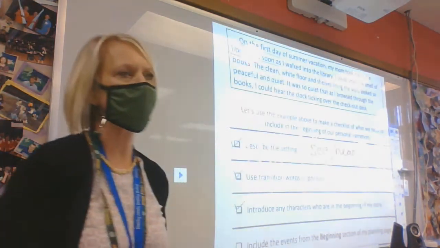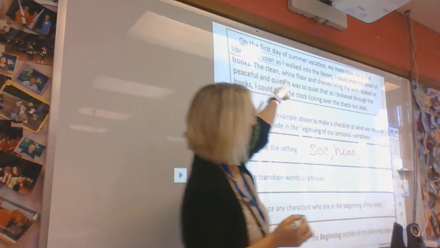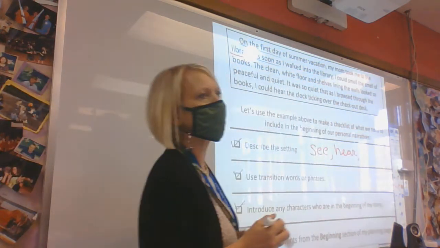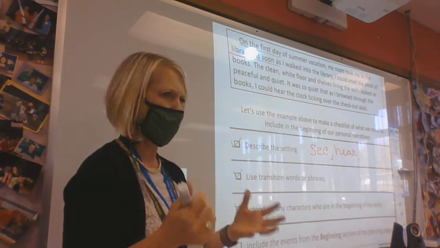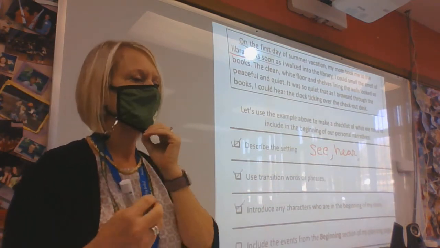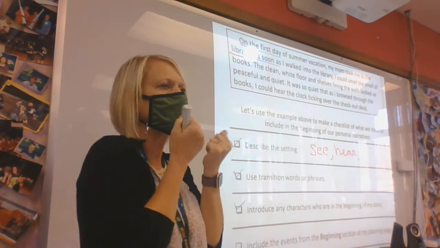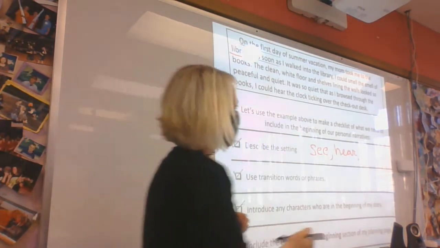She also describes the smell. I can smell the smell of the books. And books do have a particular smell. Old books smell musty. New books, you can hear it's crinkly and they smell like paper.